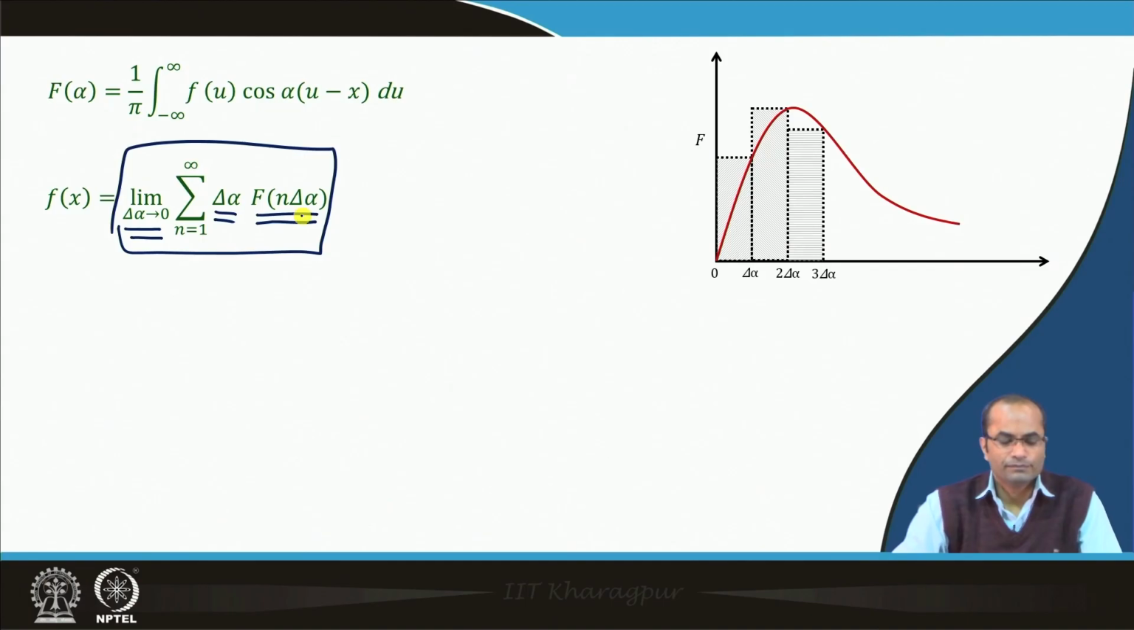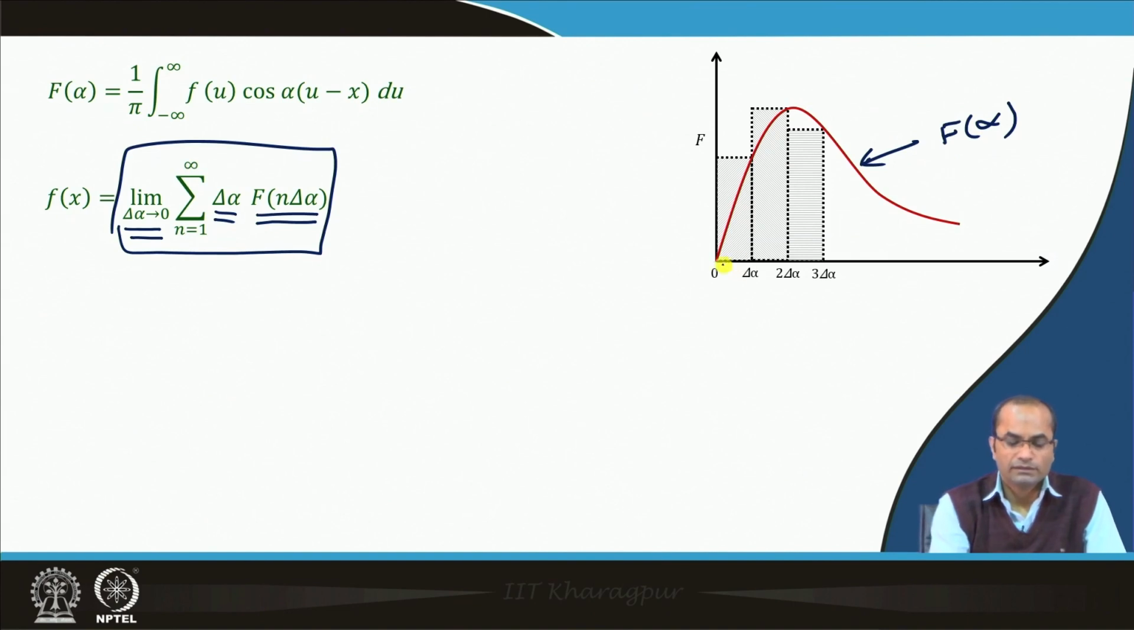So, let us take a look at this picture. Suppose that this is the function f(alpha), and now what is happening here. If we divide this domain into these small sections, from here to here we have delta alpha, and then from here to here we have 2 times delta alpha, then 3 times, then 4 times delta alpha, and so on.